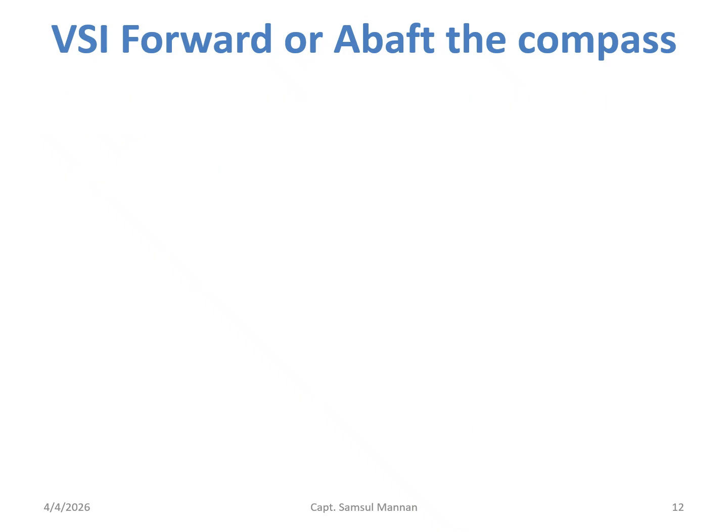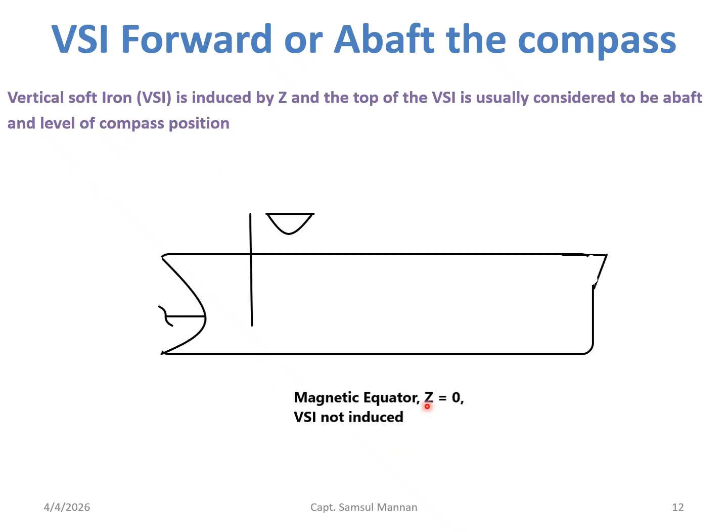However, when the vessel is on the magnetic equator, that time the Z force is 0, so the vessel will not be induced at all by Z force, and it will not have any impact on our compass needle.